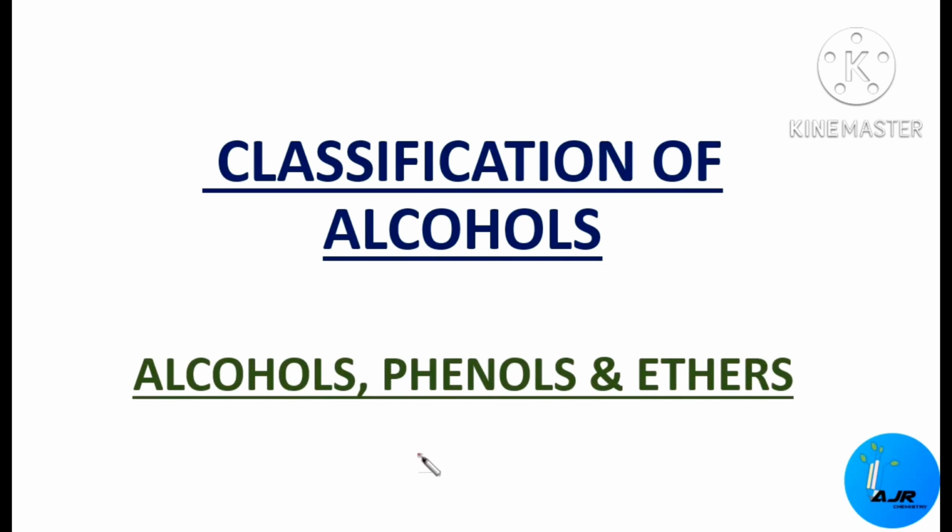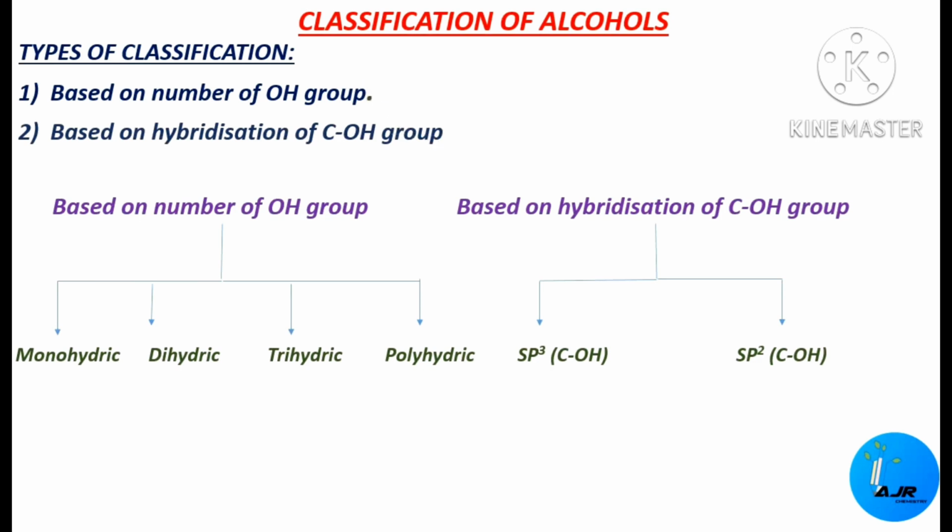In this session, we shall see the general classification of alcohols with suitable examples. Okay students, let's see the classification of alcohols now. The alcohols are classified based on two important factors. The first one is based on the number of OH groups present in the alcohols, and the second is based on the hybridization of the carbon to which the OH group is attached. So based on these two important criteria, alcohols are classified.